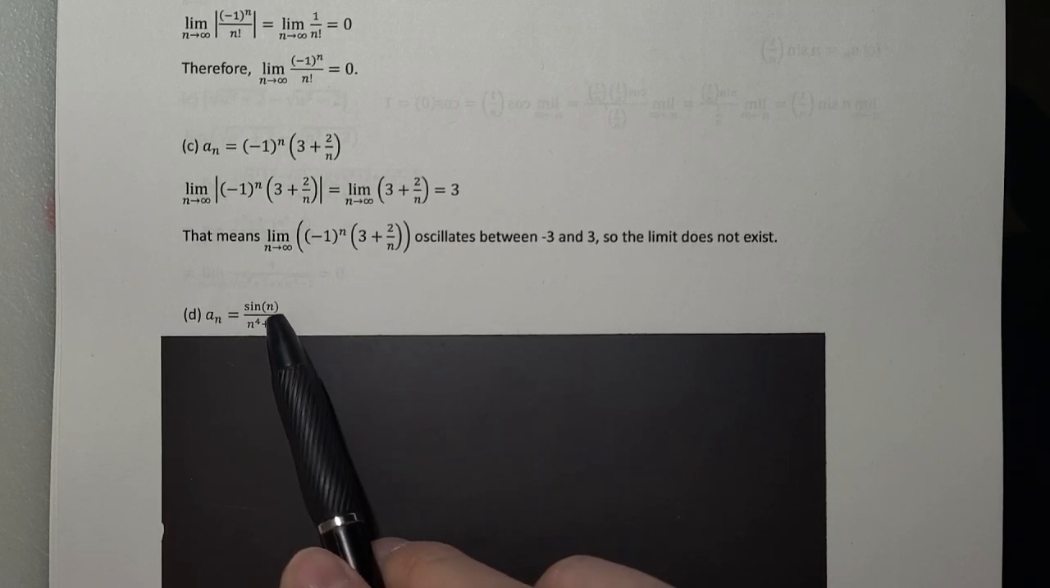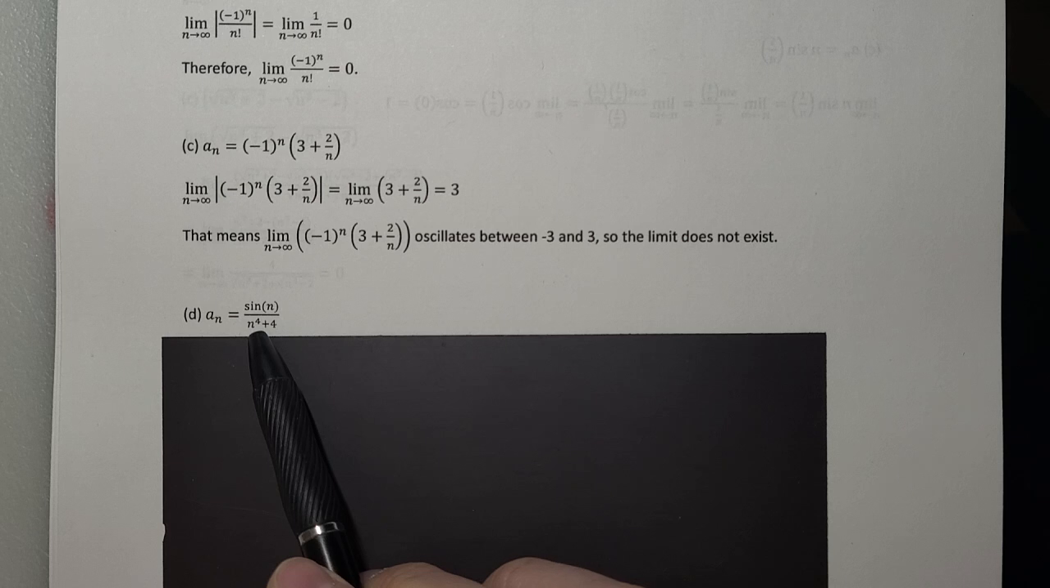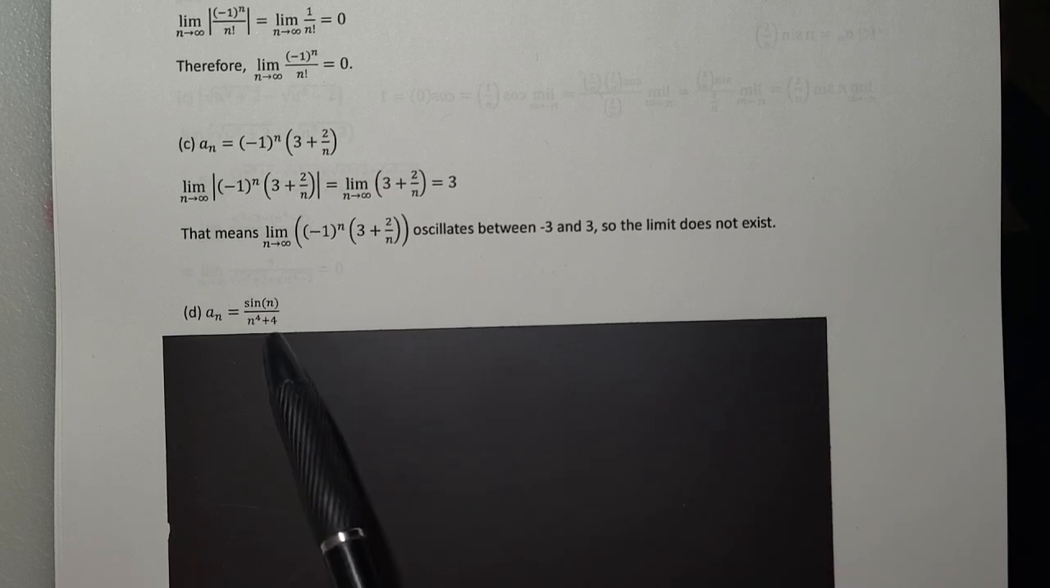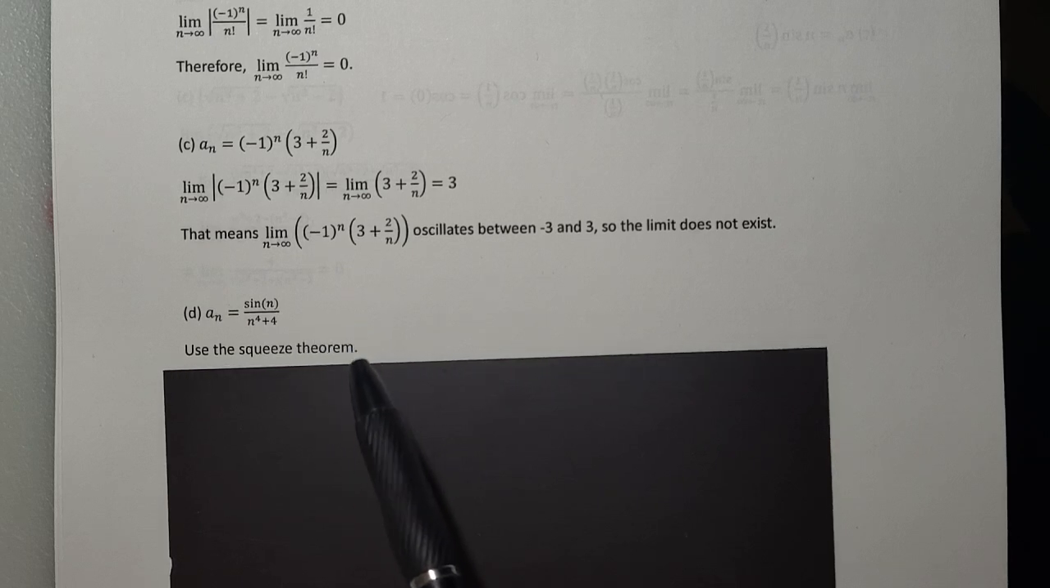Well, first of all, as n goes to infinity, sine n, does it approach 1 or negative 1? It doesn't exist, actually. But then the bottom, as n goes to infinity, it approaches 0. So it's kind of like indeterminate, but not one of the formal forms. It's not quite clear, because the bottom's approaching 0, but sine n is oscillating. So we can use the squeeze theorem.